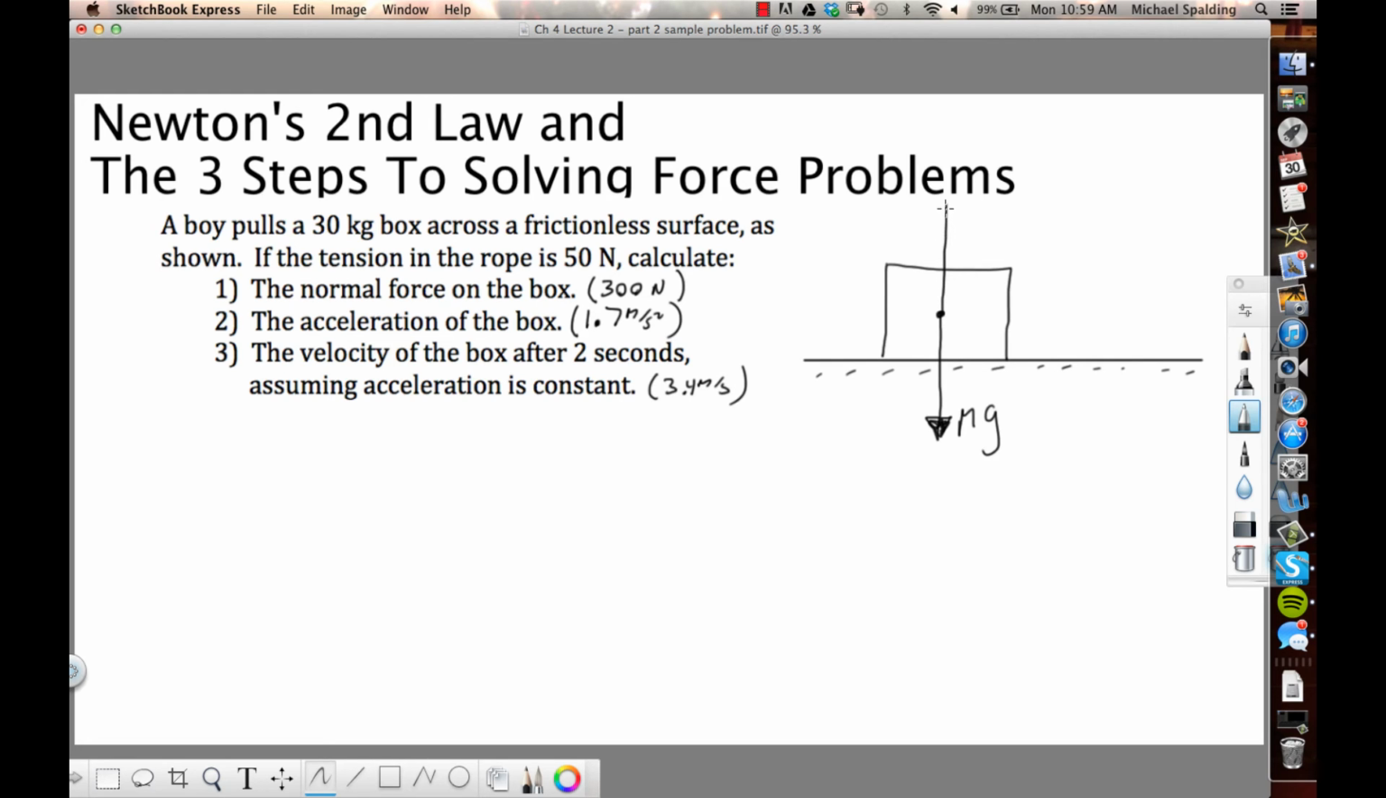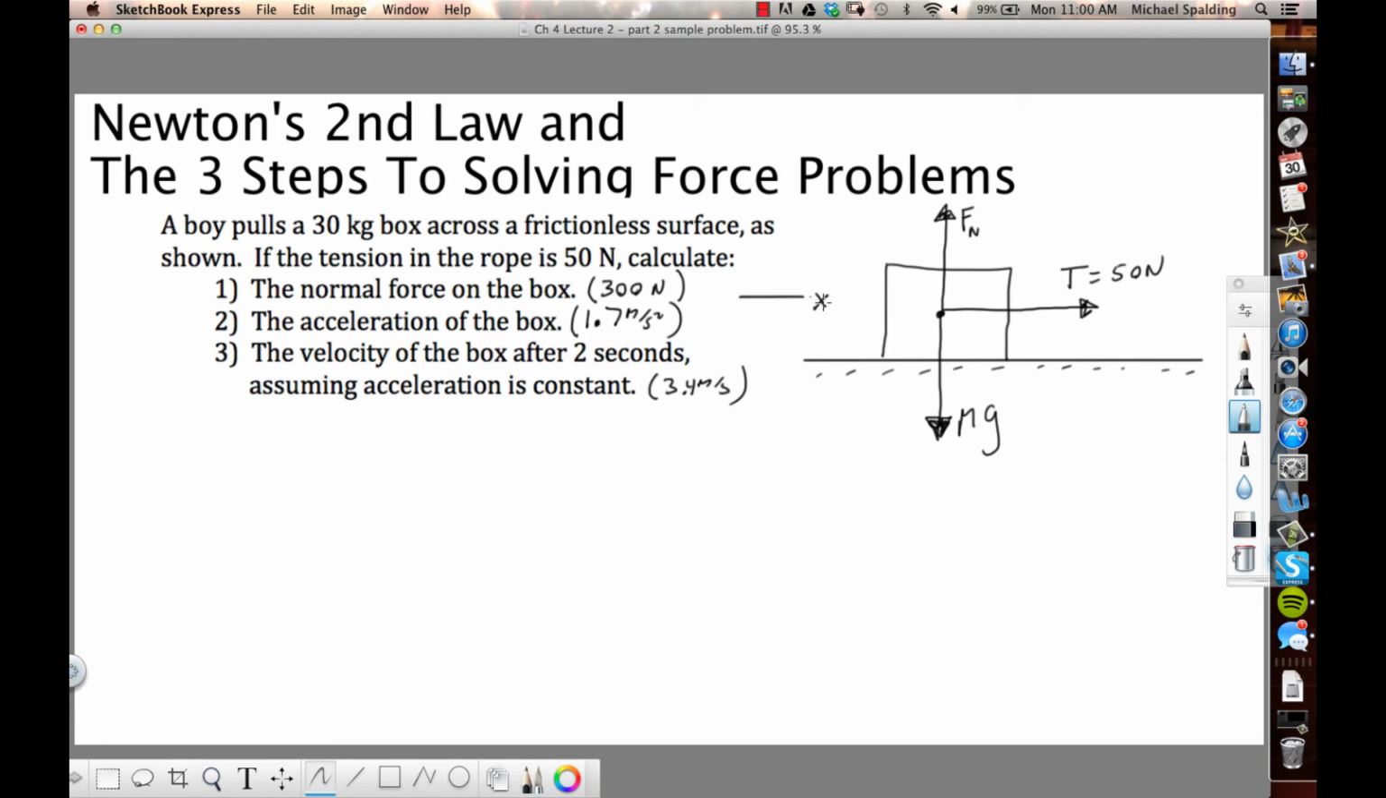Normal force, and normal force is always perpendicular to the surface of motion. And then lastly, we have tension. So tension acts like that, and we're told that it's 50 newtons. Okay, that's step one. Step two, we sum the forces, being sure to separate the x from the y.